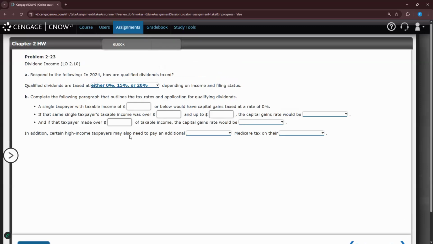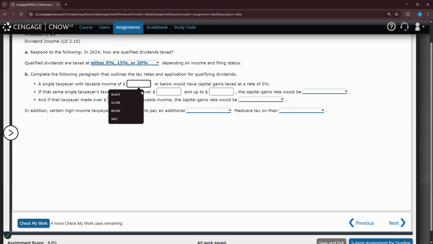Part B states, complete the following paragraph that outlines the tax rates and application for qualifying dividends. This is as of 2024, and it is generally indexed for inflation. So in the event a single taxpayer has taxable income of $47,025 or below, capital gains is taxed at $0, right? Keep in mind, this also includes the dividends. The dividends are also included in the income and calculated as $47,025.